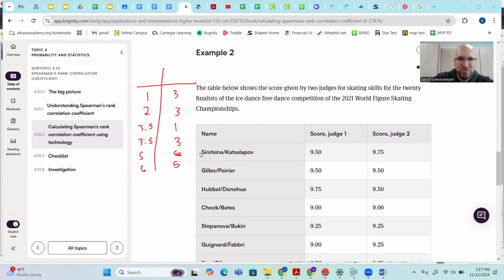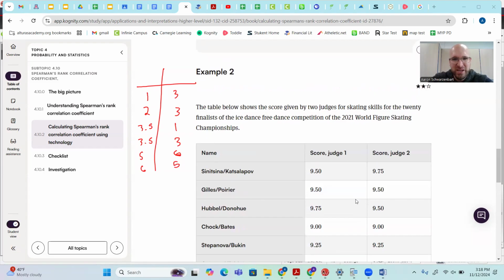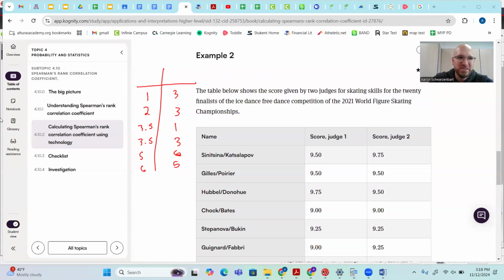So this is where it comes in really interesting. The table shows the scores given by two judges for skating skills for 20 finalists in the ice dance free dance competition in the 2021 World Figure Skating Championships. And there should be a reasonable amount of correlation between scores. You don't expect judges to score them the same, but who they judge being the best should be reasonably correlated.